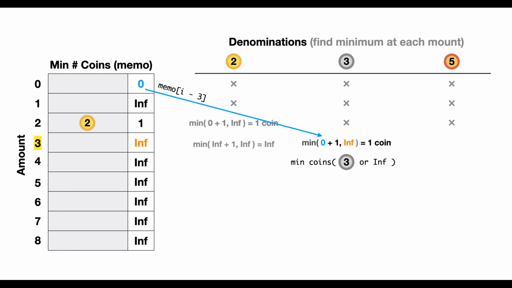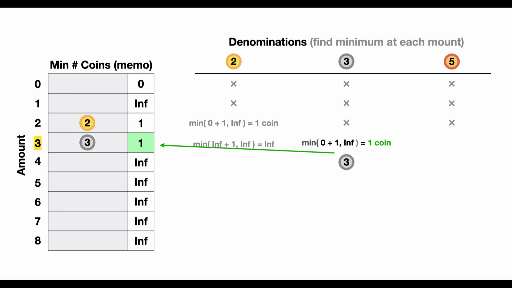Then we check the 3 denomination. 3 minus 3 is 0. So 0 plus 1, or infinity, is 1 coin. So that's currently the solution to this subproblem. Then we get to 5. 5 is larger, so there's no answer. So the solution to this subproblem is 1 coin, which is the 3 coin. So we memoize 1.